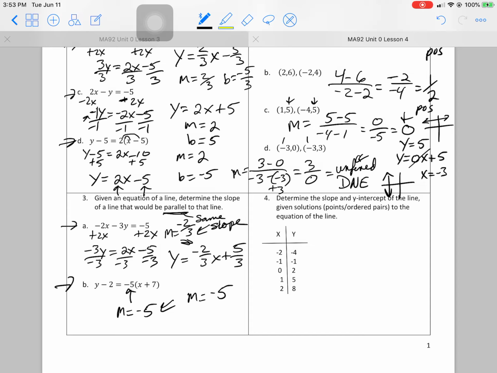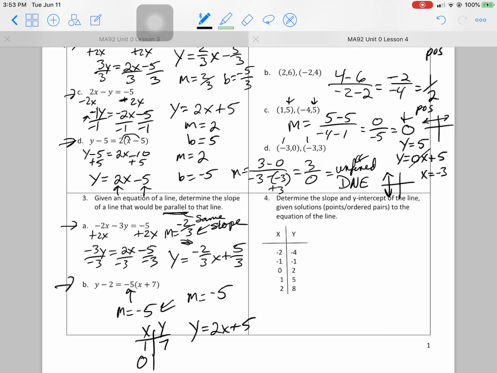Okay. This one over here, it says determine the slope and the y-intercept of the line given the solutions, or ordered pairs, the solutions to the line. So when you have a linear equation that's y equals 2x plus 5, a solution to it, or the ordered pairs that would work, would be anything that would make this equation true. So let's say you put in a 1 for x. It's 1 times 2 is 2, plus 5 is 7. That means y would be 7 if x was 1.